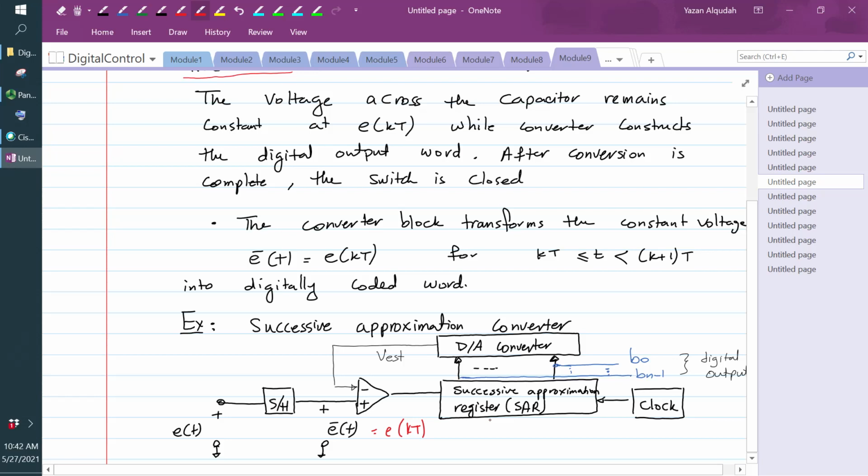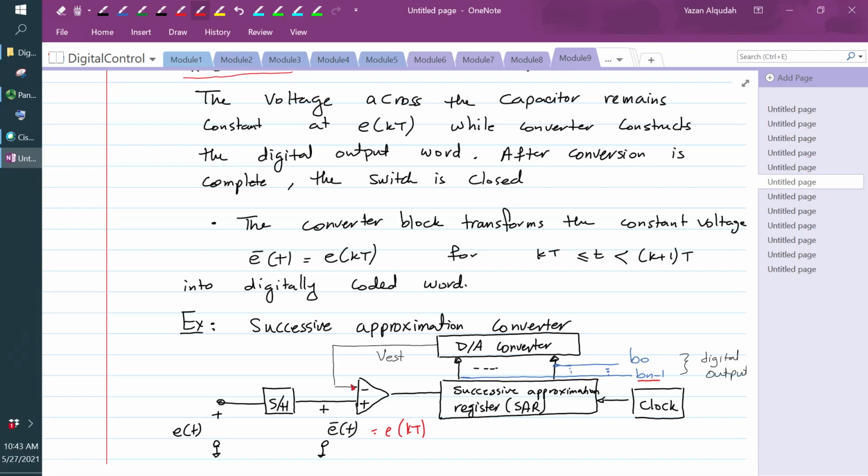Now, the successive approximation register is going to turn on the most significant bit, Bn minus 1, and generate an output that is converted by the digital to analog converter. It compares the estimated voltage generated by the digital to analog converter with E bar of t. So it compares these two inputs of the op amp. If V estimate is less than E bar, then the most significant bit is left on. Otherwise, it will be turned off.